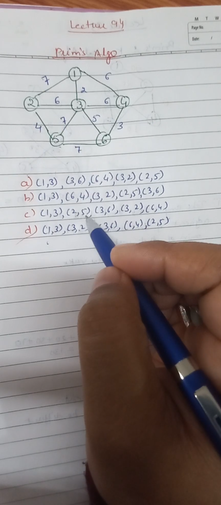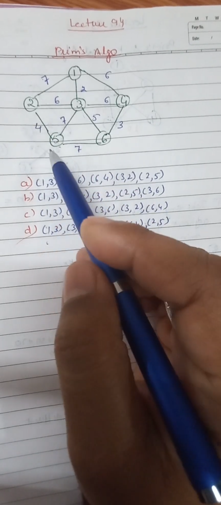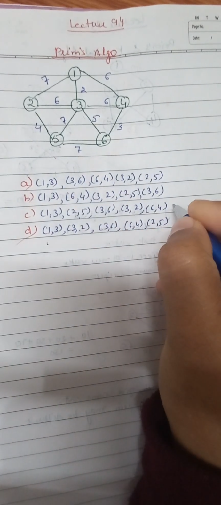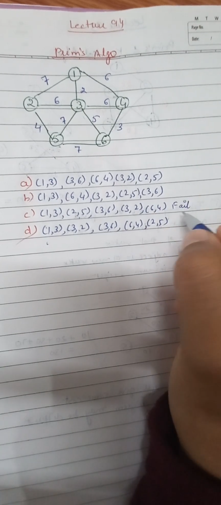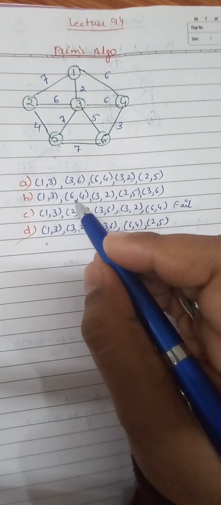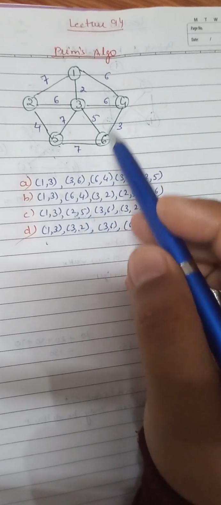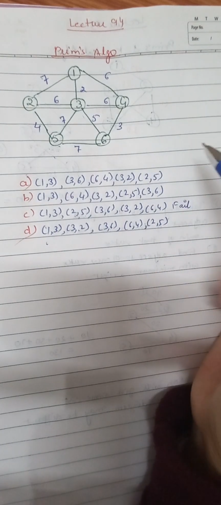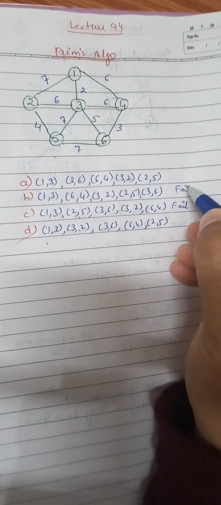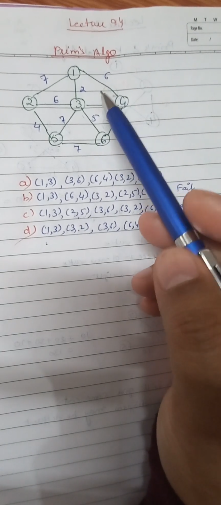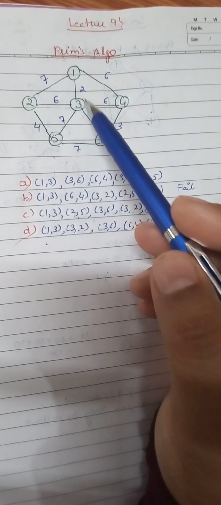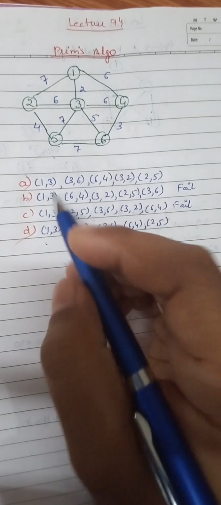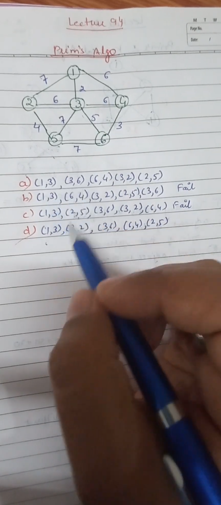2, 5, if we see 2, 5, no, because it is not adjacent. So simply we can say this adjacent, fail, doesn't work. In the similar way, 6, 4, if we see, this is also not, after 1, 3, this is not adjacent. Although it is minimum, but it is not adjacent. So this is also fail, doesn't work here, because in Prim's algo, what we are supposed to see? The minimum weight, and it should be adjacent next. Then only we can remove from here. So these both are not working, so we need to focus on these two.